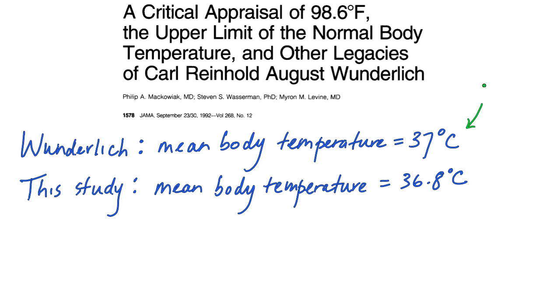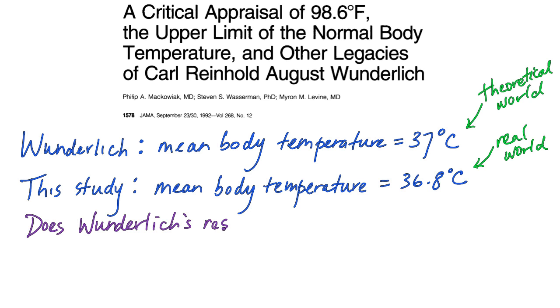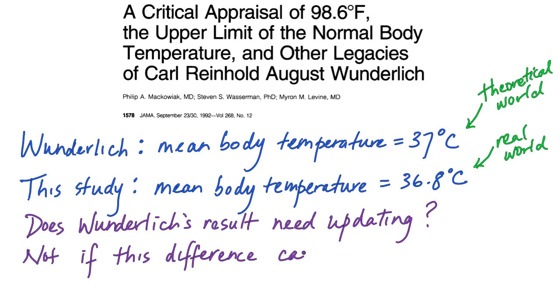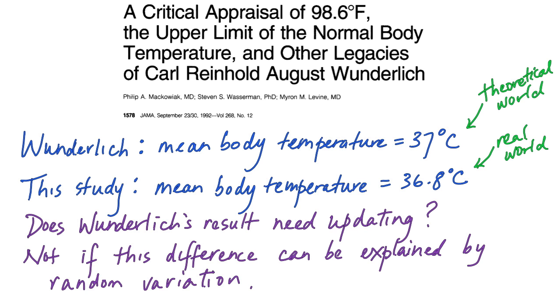Wunderlich's axiom is our model for the theoretical world. Our real-world data don't completely agree, and we need to determine whether these data have a reasonable chance of occurring or whether they are giving us evidence that our theoretical world model might not be correct.